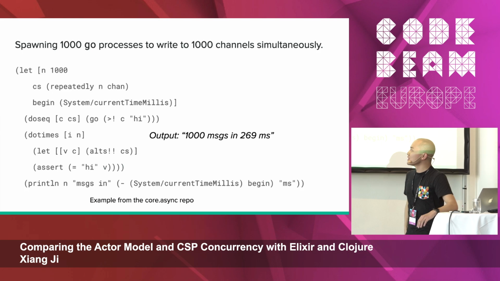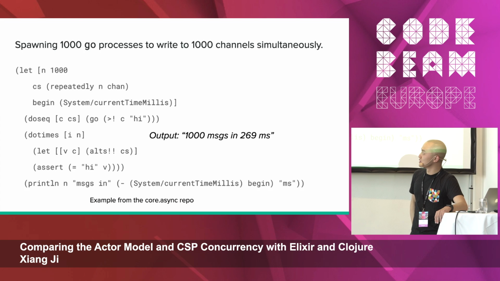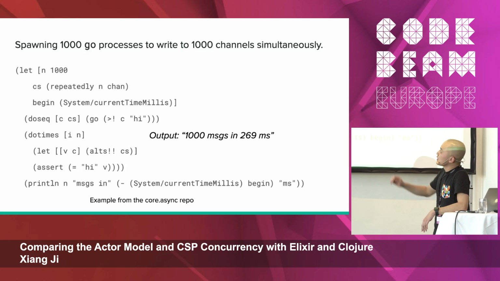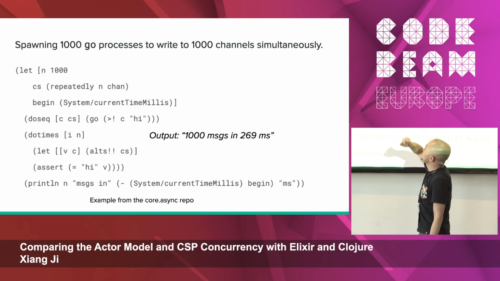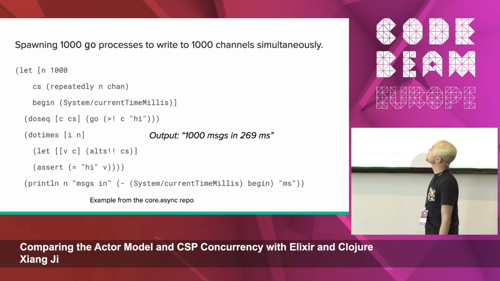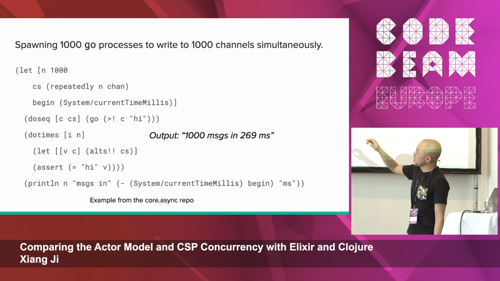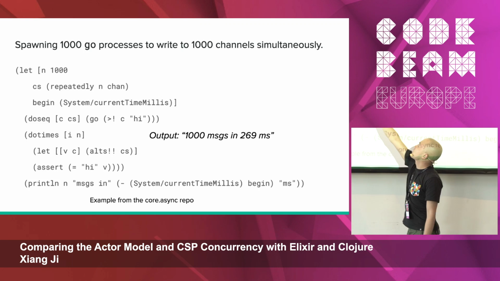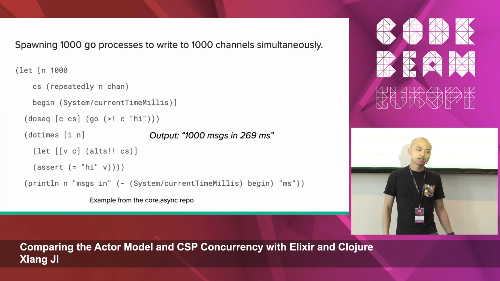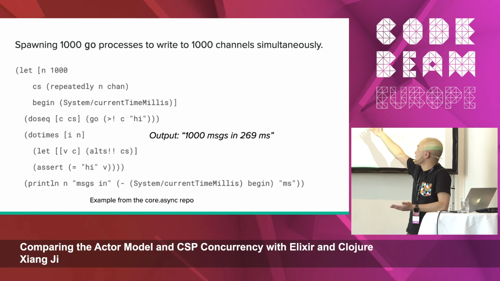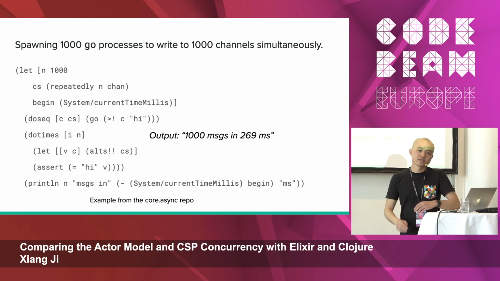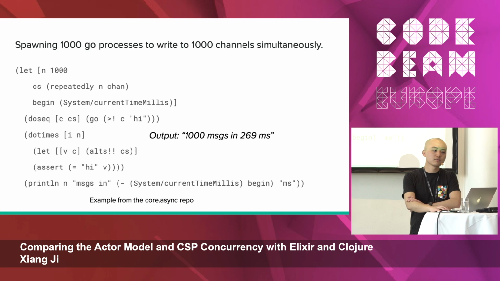I don't think we need to go through the details of all the lines, but basically what it does is, here we see as we create the 1,000 channels, and we spin 1,000 Go processes to put a message into each channel. And this is actually very fast. It's done within a second, which if you do with threads, I think it will be a different outcome.